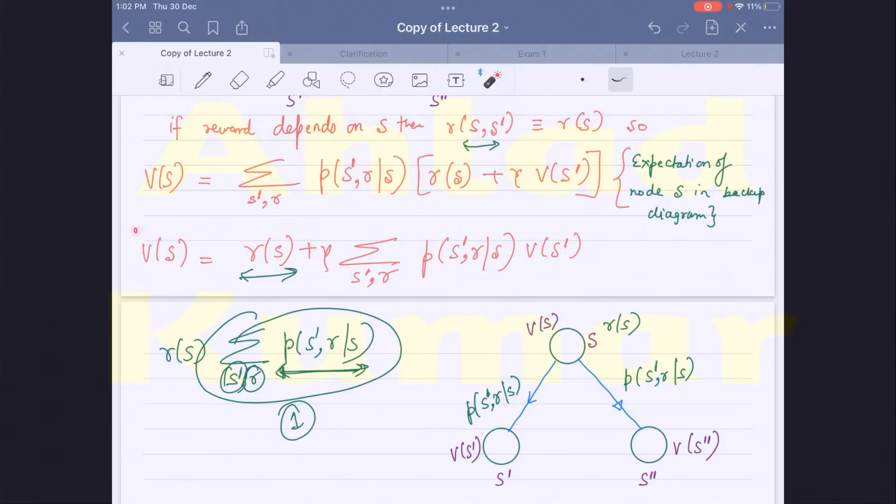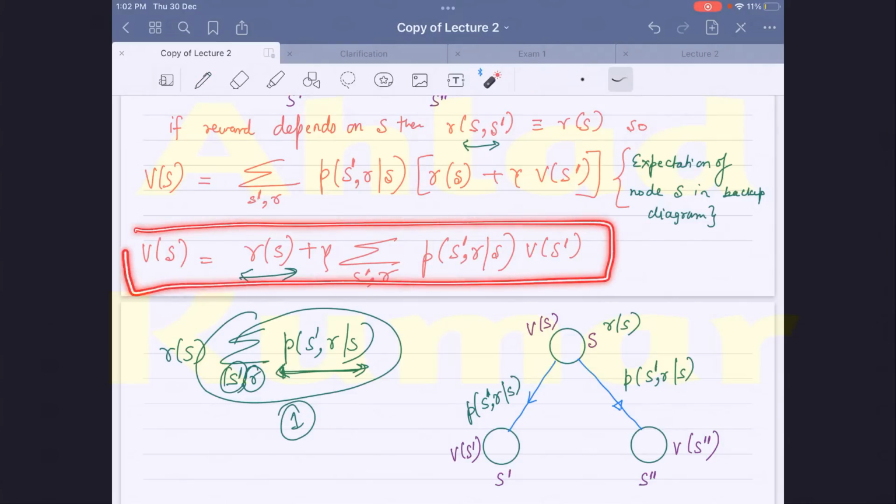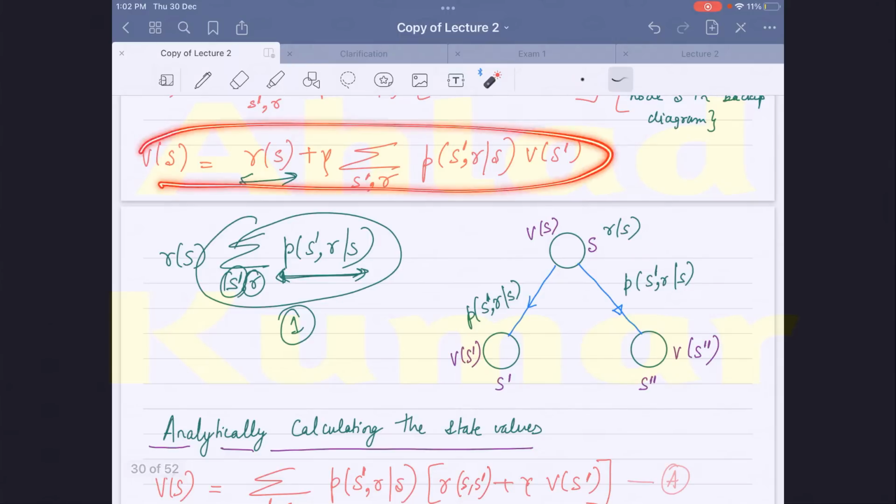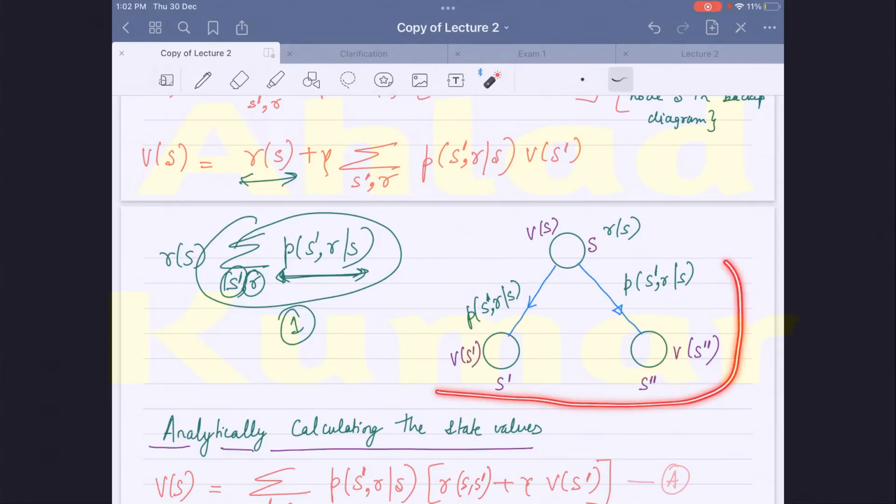So this is an alternative way of representing the value function, and the corresponding backup diagram for this case will look like this. Here you note that the rewards R S are denoted over here rather than being shown on the transition diagram. So this is the reward for being in state S, and it's denoted by this in the backup diagram.